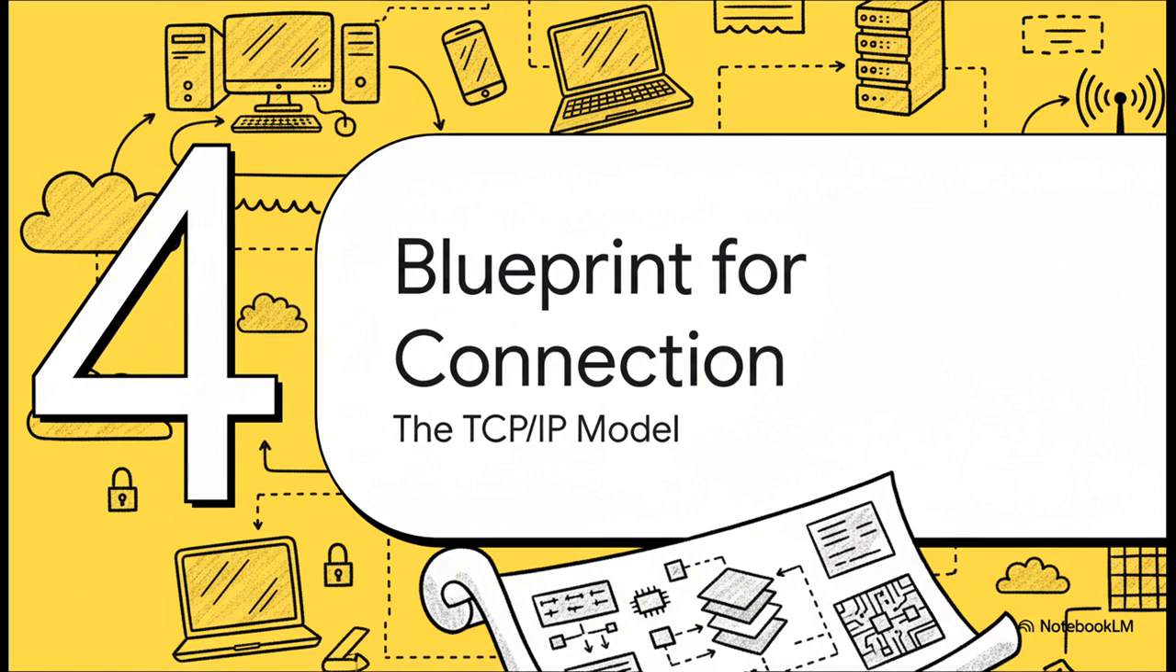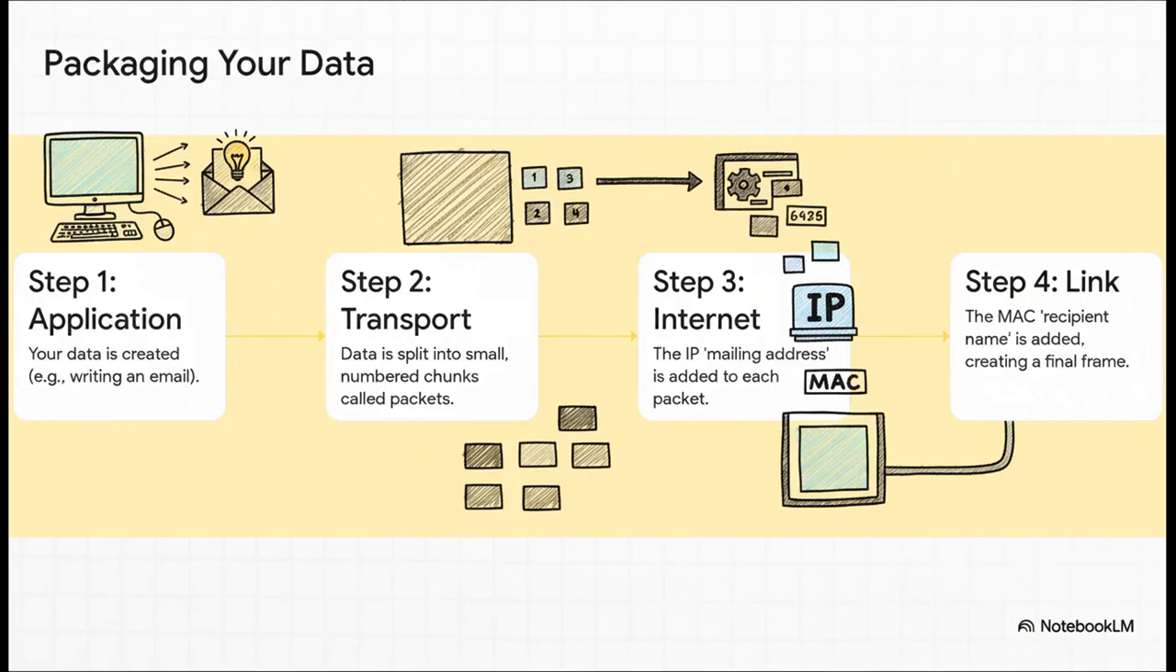Now, for all these different pieces of hardware, made by thousands of different companies all over the world, to work together perfectly, they all have to follow the exact same set of rules. Think of it like a universal blueprint for how data gets packaged and sent every single time, without fail. And that blueprint is called the TCP/IP model.